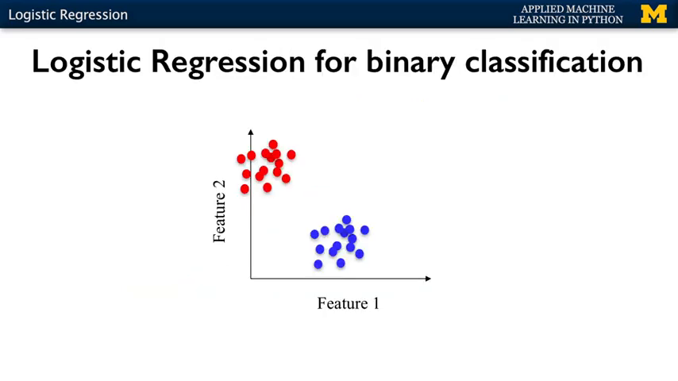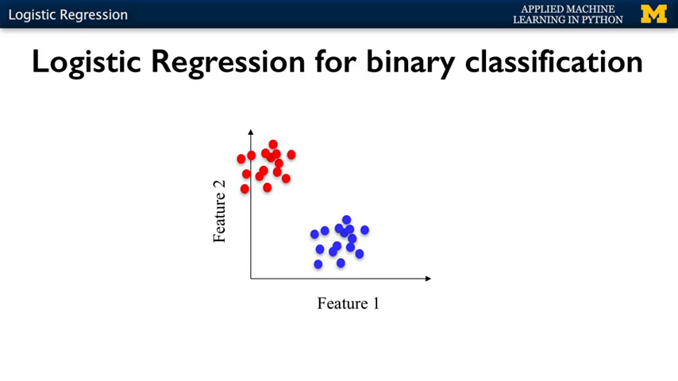Let's look at an example that uses 2 input features now instead of 1. Here, the plots show a training set with 2 classes. Each data point has 2 features. Feature 1 corresponds to the x-axis, and feature 2 corresponds to the y-axis.